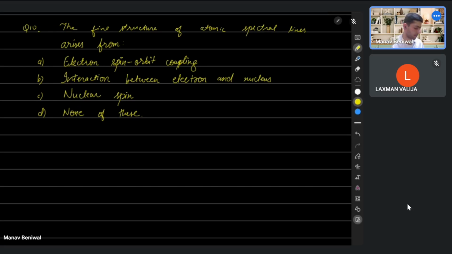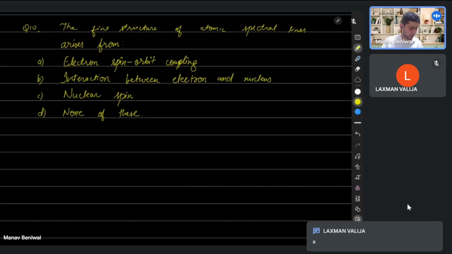Can you write the answer in the chat box if you know the answer? There is nothing to solve here. If you know the answer, please write the option in the chat box, or you can even take a guess. That is fine. We are here to learn. This is not an exam. If we are wrong, then we learn better. Yeah, correct. Option A.